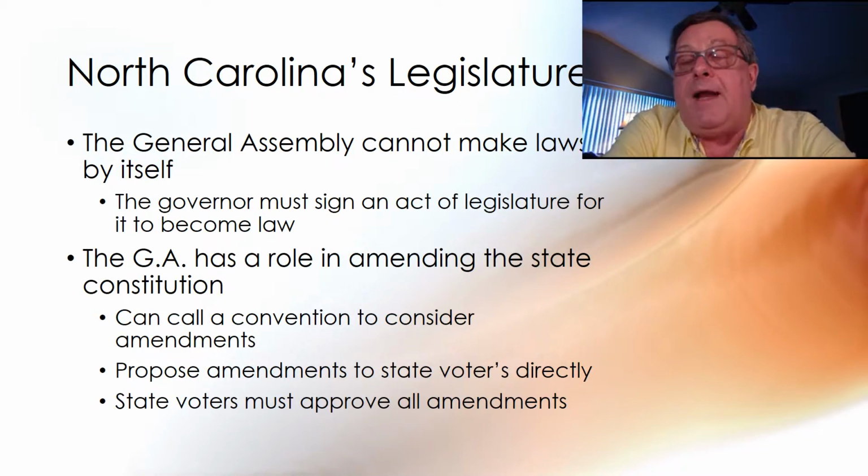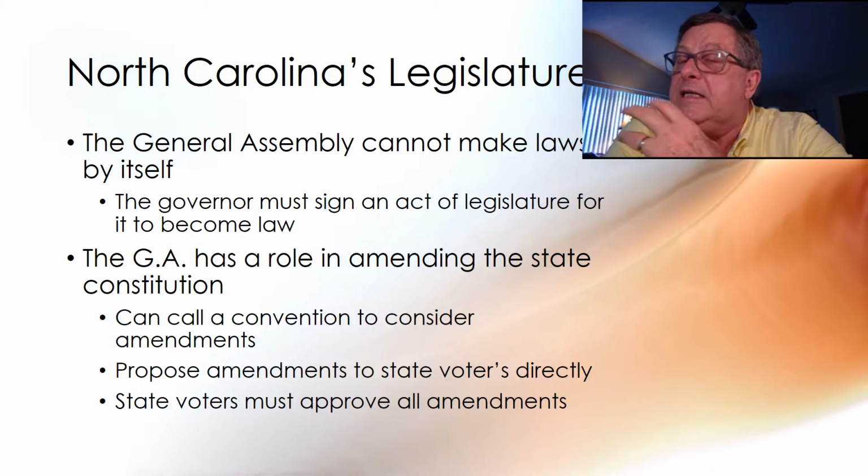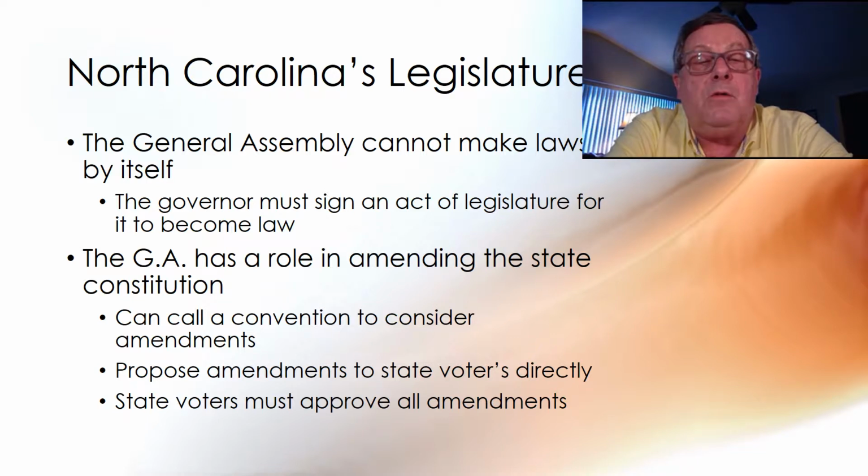Now, the General Assembly cannot make laws by itself because the governor must sign an act of legislature before it becomes law. And we see the same thing that occurs in Congress. When the United States Congress passes a bill in both the House and the Senate, it's got to go to the president. Well, we see the same thing occurring here in the state of North Carolina. It's got to go to the governor.